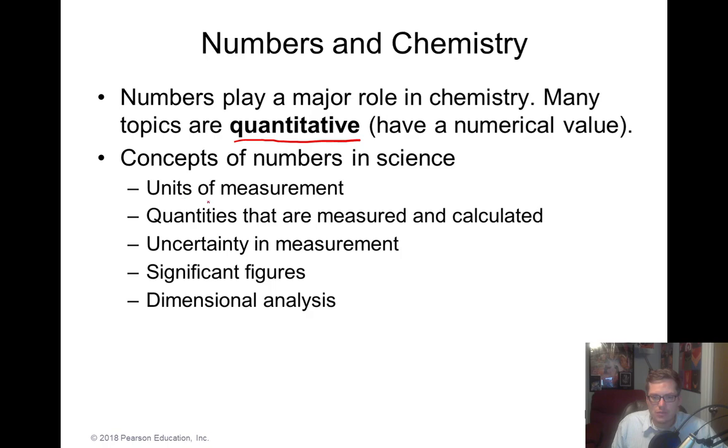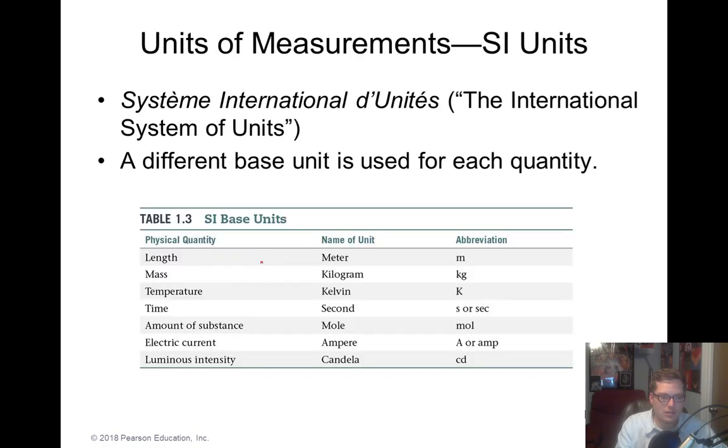All right, we're talking about units of measurement, quantities that are measured and calculated, uncertainty in measurement, significant figures, and dimensional analysis. So that's kind of a checklist of what we're talking about. Okay, in Chem 2, we're going to use the SI units, because we're scientists and not barbarians. So we're going to use the SI units for calculating measurements and all this stuff. These are the base units, the SI base units.